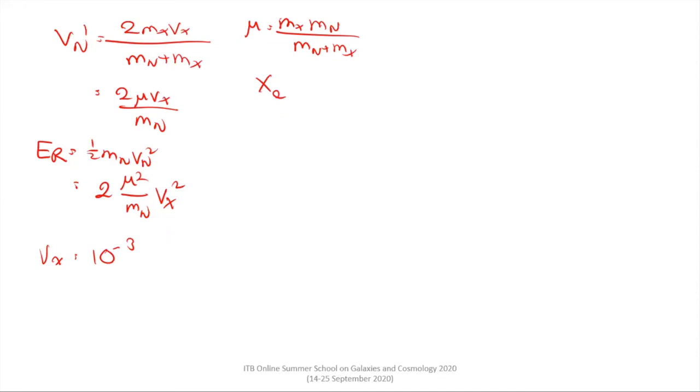It's common. Usually the target would be xenon. You'll get more about this later. Usually the target is xenon or germanium or silicon, or even a more complex crystal, like in CRESST, they use, what is it? CaWO4, calcium tungstate. So you have a lot of variety of targets, but I'll just pick one, xenon, because we have to pick one. The mass of xenon is 120 GeV, if you work in GeV.